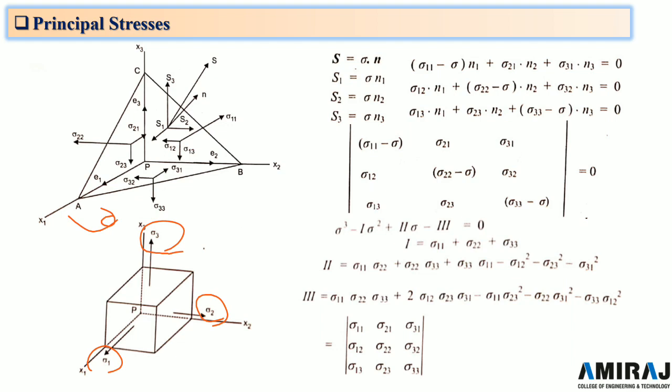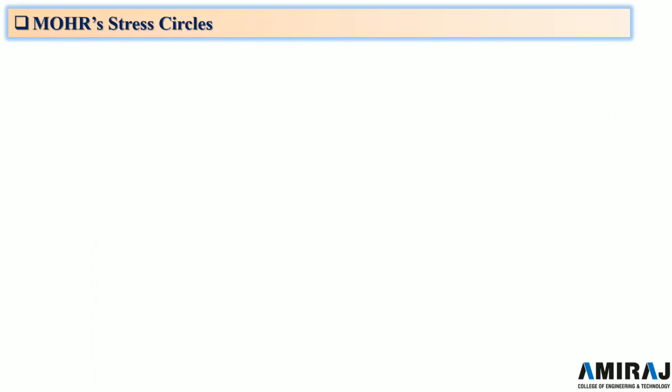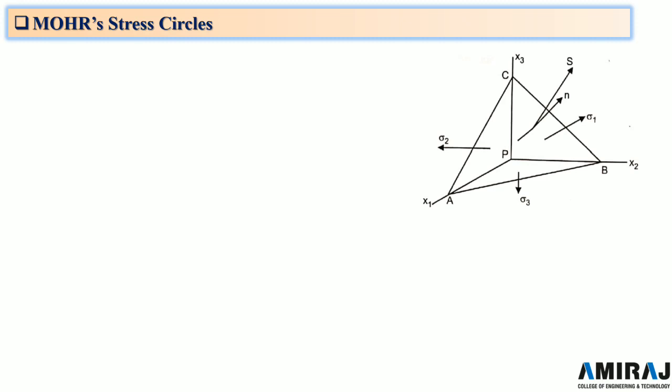Now let us discuss the Mohr stress circle. The Mohr stress circle, which is another method for determining the normal and shear stresses on an inclined plane, is a graphical construction popularly known as Mohr's stress circle or simply Mohr's circle. For the sake of simplicity, we take the coordinate axes along the principal stresses, as shown in the figure.